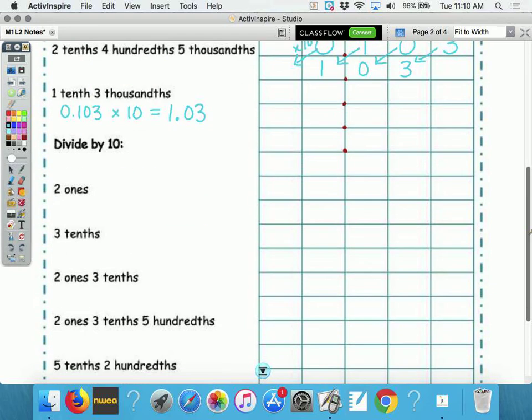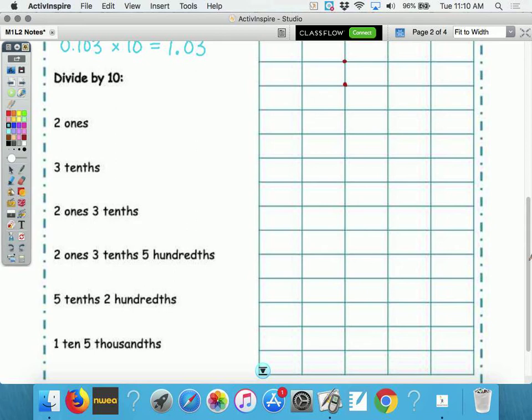And I'm going to skip a couple on here. Let's start with this one right here. 2 1s, 3 10ths. Looks like I need decimals, don't I? Okay, 2 1s, 3 10ths. So I'm going to write somewhere close to this. Maybe here, 2 1s, 3 10ths, just so we can see it. And I'm dividing by 10 now. So I'm going to put 2.3 divided by 10.